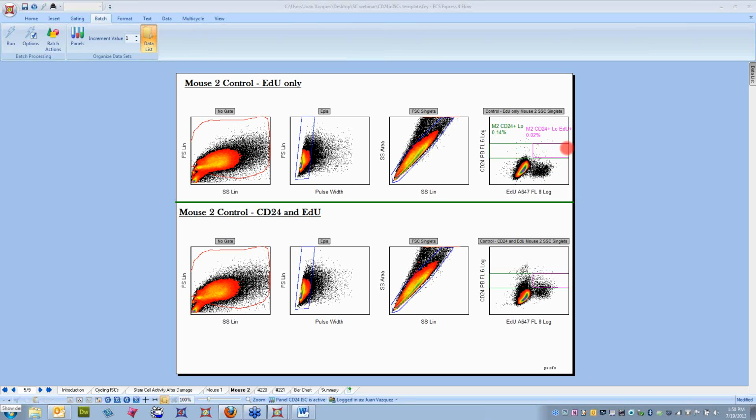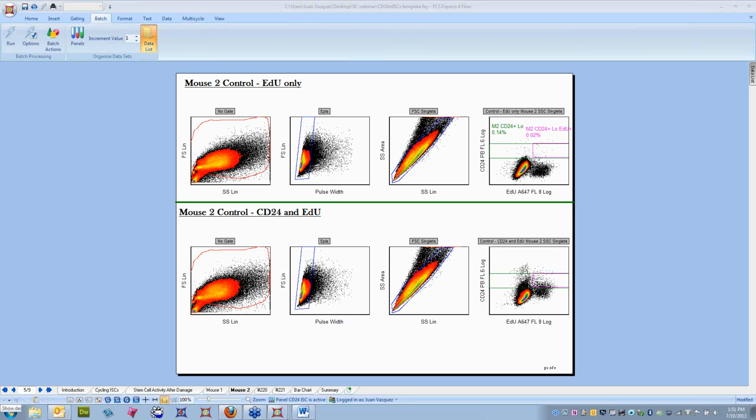The pink box is highlighting the portion that will be CD24 low and EDU positive, if they do shift up and they are EDU positive. And that's what Juan's pointing out right now with the red marker: this is the CD24 low EDU positive fraction. So these are intestinal stem cells from the crypt base that cycled during that 1 hour pulse of EDU.